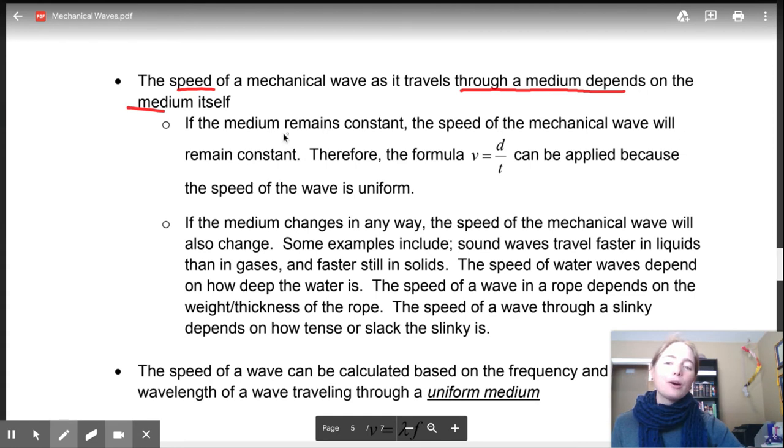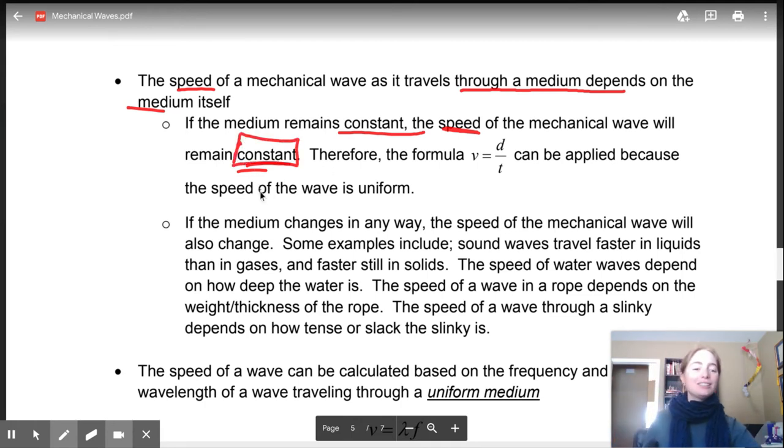Now, if a medium remains constant, so as a sound wave moves through air, and nothing about that air changes, the speed is going to remain constant. Okay? Because it's going to be constant, it means it's uniform motion.